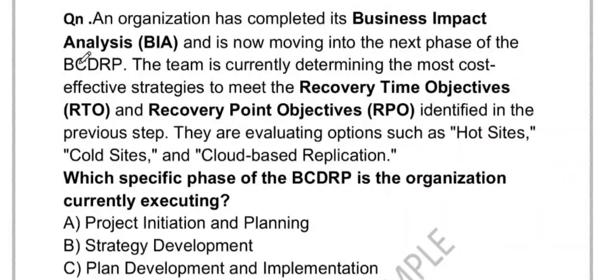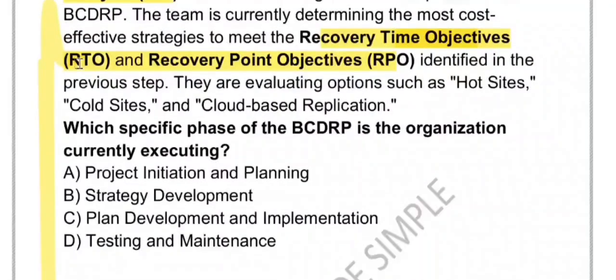So the organization has already completed its business impact analysis. That's called BIA. And now they are looking at RTO, the recovery time objective, and also at the recovery point objective, RPO. RTO means how fast the system must recover. RPO means how much data loss is acceptable. They are deciding how to meet those targets, so they are comparing options like hot site, cold site, and cloud-based applications, focusing on a cost-effective solution.